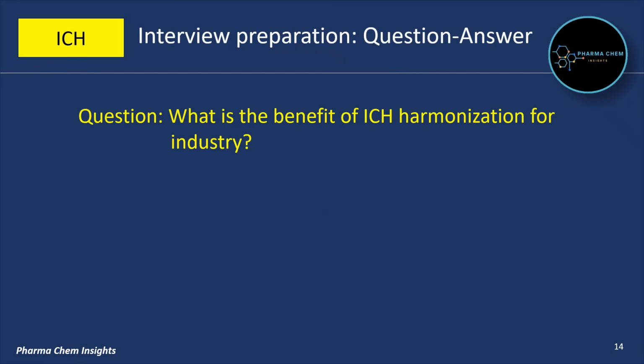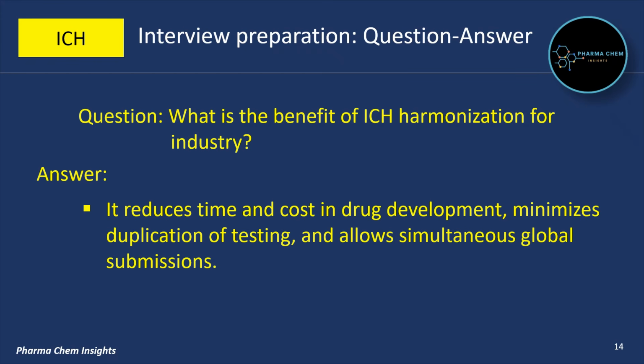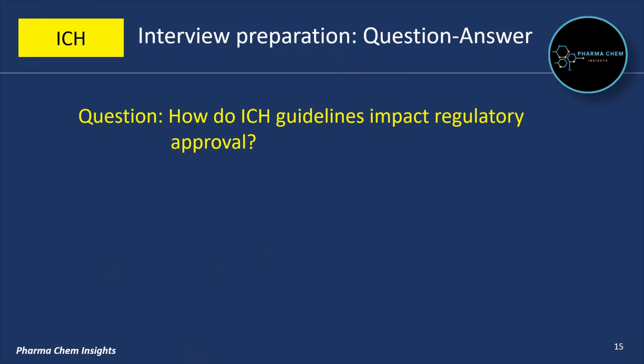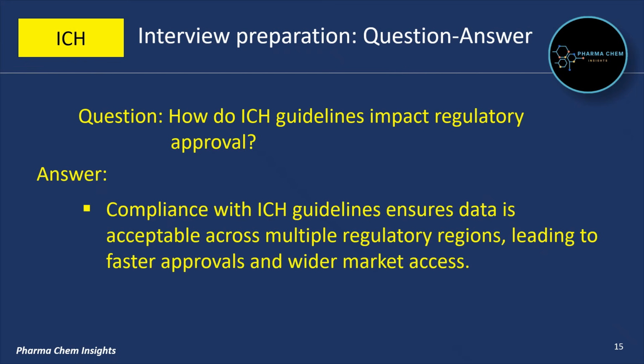Next question, what is the benefit of ICH harmonization for industry? ICH harmonization reduces time and cost in drug development, minimizes duplication of testing, and allows simultaneous global submissions. Next question, how do ICH guidelines impact regulatory approval? Compliance with ICH guidelines ensures data is acceptable across multiple regulatory regions, leading to faster approvals and wider market access.